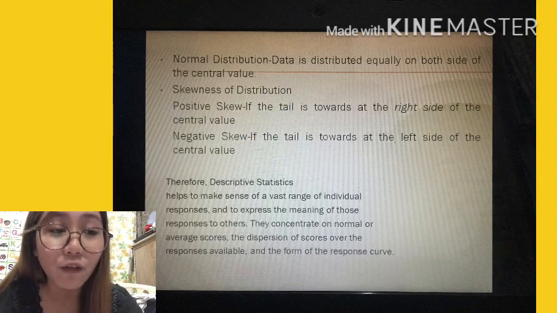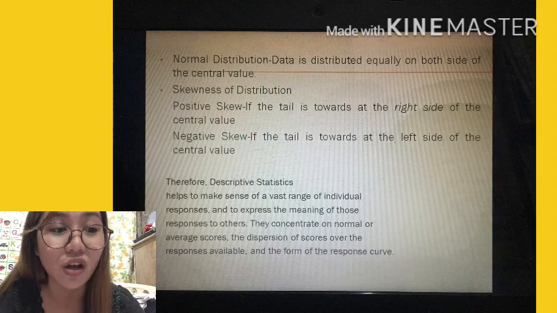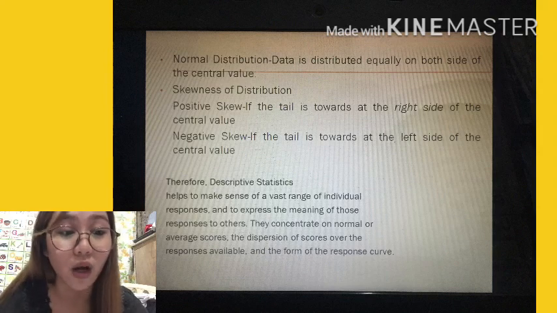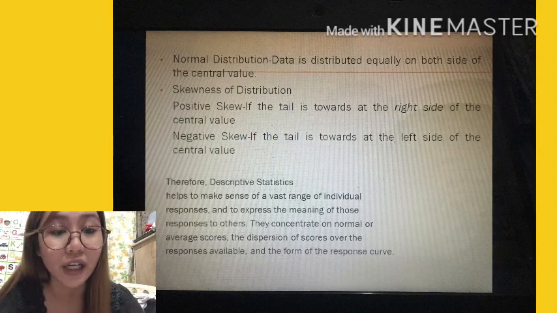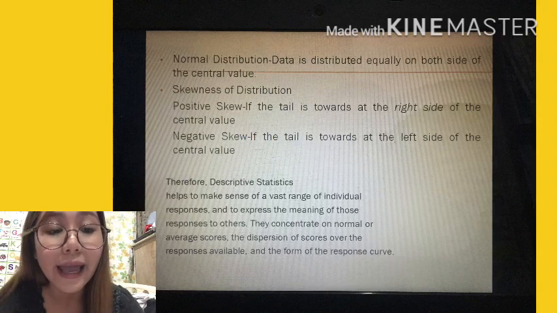Therefore, this descriptive statistics helps to make sense of a vast range of individual responses and to express the meaning of those responses to others. They concentrate on normal or average scores, the dispersion of scores over the responses available, and the form of the response curve.